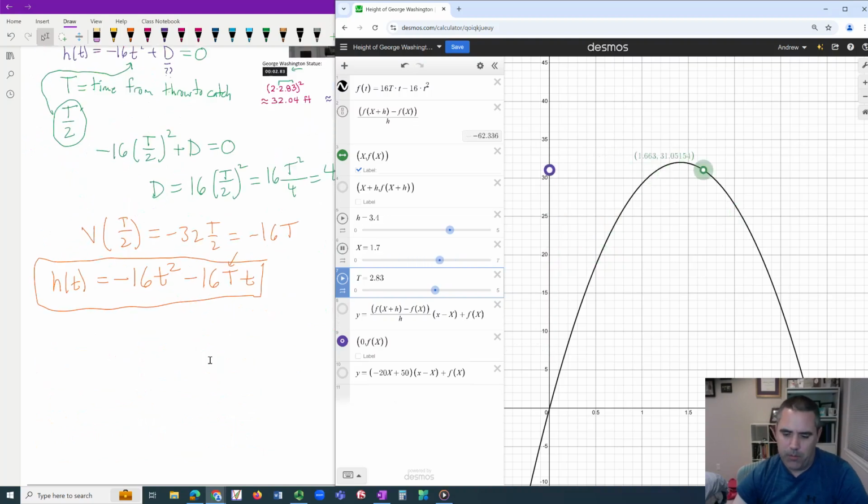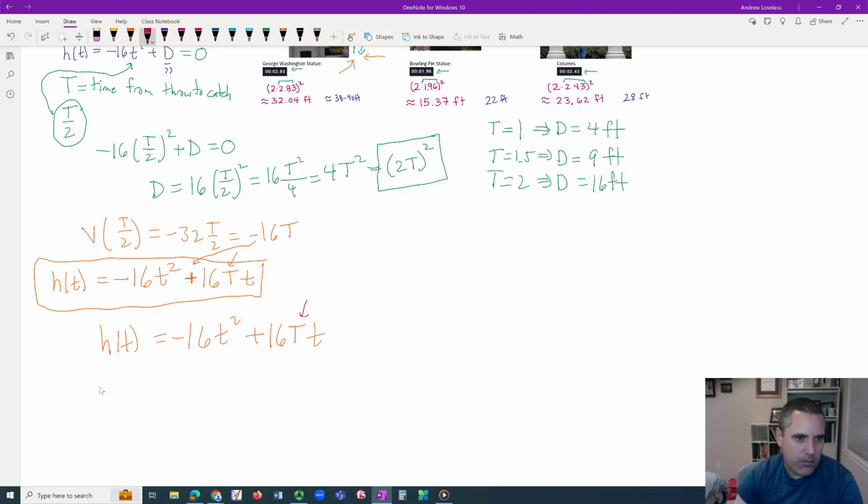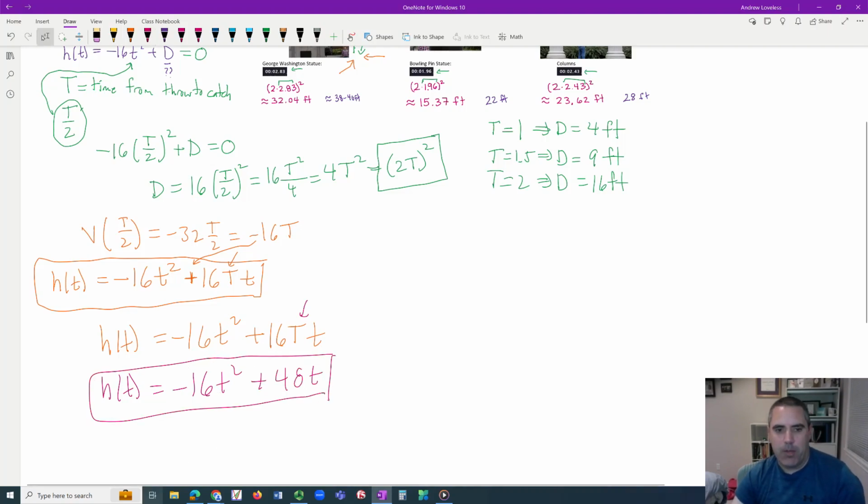So for that example, if it had been, for example, 3 seconds, you would have had h of t is negative 16t squared. Oh, this should be a plus, darn it, because I'm throwing up. For that path. So anyways, if this had been 3 seconds from throw to catch, this is going to be negative 16t squared plus 48t. So let's just see that picture as an example.